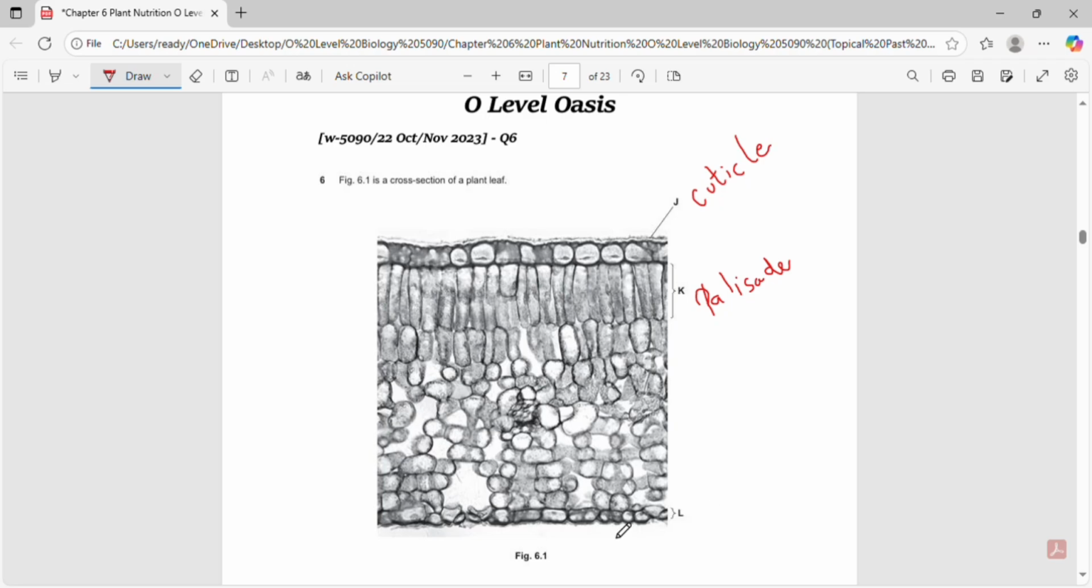Finally, we come to label L. This one is pointing toward the bottom part of the leaf. It is likely indicating the lower epidermis, which is the bottom layer of cells that forms the outer covering of the leaf. However, the label seems to be pointing more closely at a pair of curved, bean-shaped cells, which suggests it might also be identifying the guard cells. These cells surround the stomata, the tiny openings that allow gases to move in and out of the leaf. Guard cells control whether the stomata are open or closed, which helps regulate both gaseous exchange and water loss through transpiration.